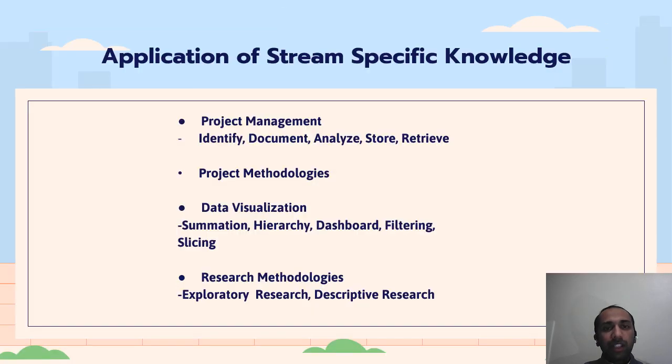Now, the application of stream specific knowledge. The first and foremost is project management, where we followed the identify, document, analyze, store and retrieve process. We identified the comments and recommendations from previous sprints, documented and discussed them, and then analyzed them to make changes. Later they were stored in the cloud as lessons learned so that we can retrieve them whenever needed.